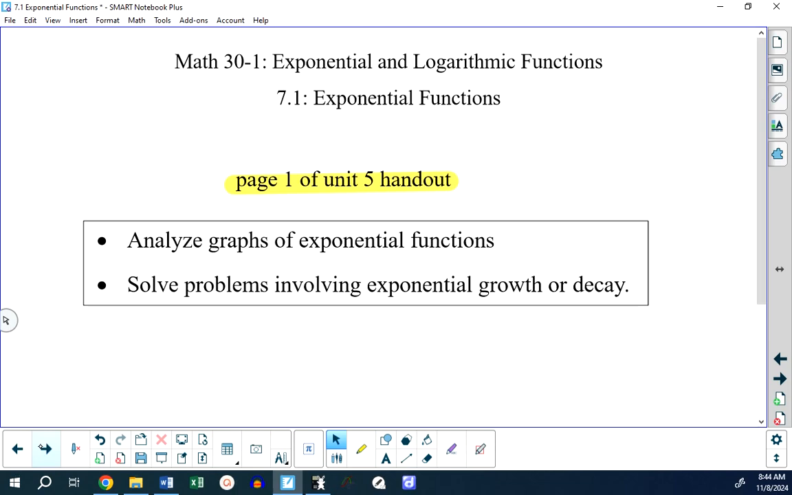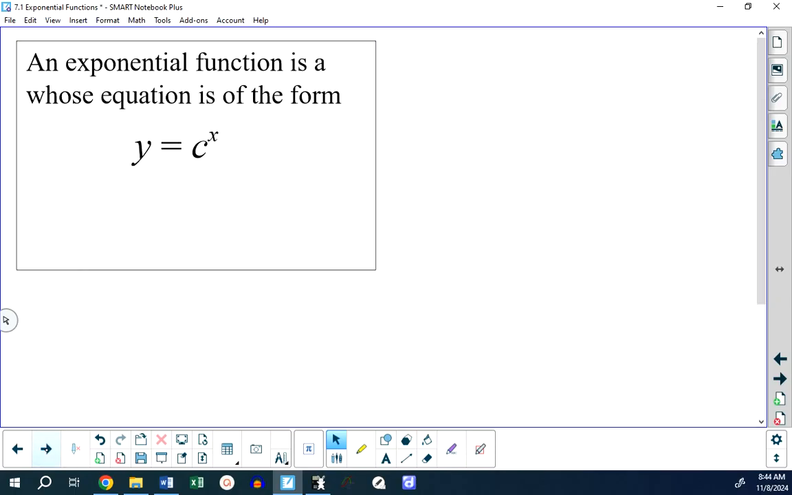This is on page 1, obviously, of your unit handout. We're going to be looking today at graphs of exponential functions and gaining along the way, I hope, a really deep understanding of what an exponential function means in terms of the behavior of the function, in terms of the behavior of y, or whatever is changing exponentially. And we're going to solve a couple of problems involving exponential growth and decay.